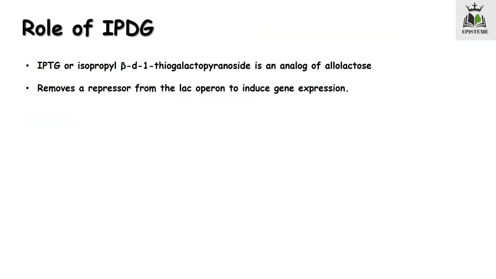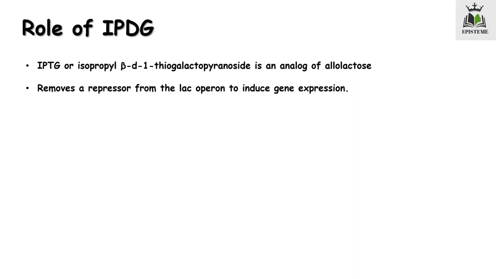Now the role of IPTG. Earlier I mentioned that in the media that we use in the blue-white screening experiment, we are using agar, X-gal and IPTG. Now we know X-gal is the chromogenic substrate which gives the blue colored compound and white colored compound, and which helps us to distinguish between the recombinant and non-recombinant bacteria. Now what is the role of IPTG?